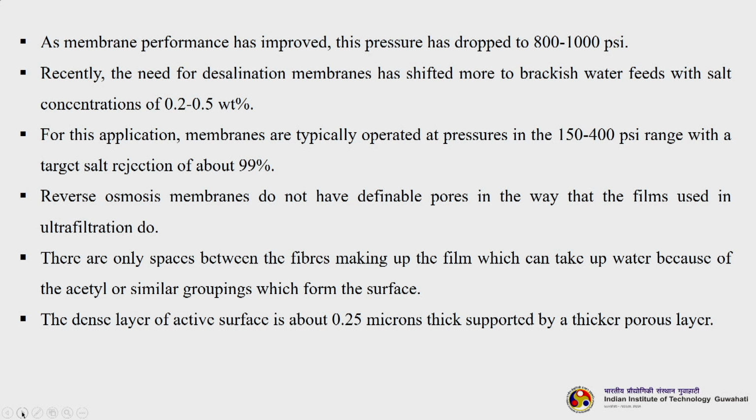RO membranes do not have definable pores in the way that the films used in ultrafiltration do. So, you need to understand the difference between ultrafiltration membranes and RO membranes. They are all asymmetric membranes. However, ultrafiltration membranes, even if asymmetric, contain pores. RO membranes do not have distinct or definable pores. There are only spaces between fibers making up the film, which can take up water because of the acetyl or similar groupings which form the surface. The dense layer of active surface is about 0.25 microns thick, supported by a thicker porous layer.